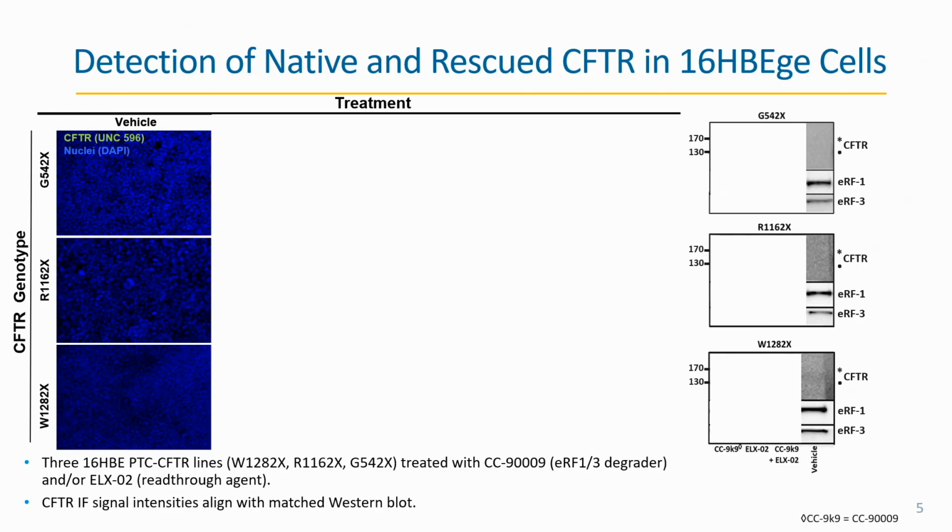By doing so, we hope to run this alongside a matched Western blot to get a semi-quantitative readout that hopefully would show a matching of CFTR IF intensity and band intensity of band B and band C on the associated Western blot. So to begin, no treatment in these 3 different lines, G542X, R1162X, W1282X.